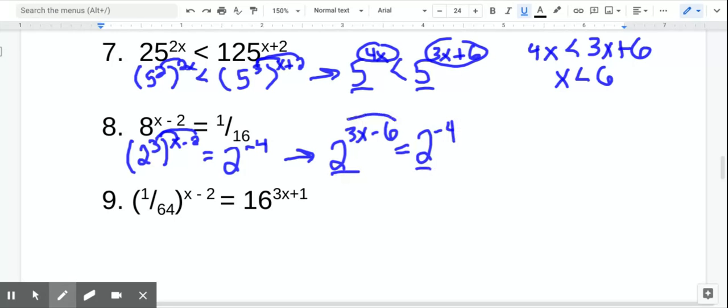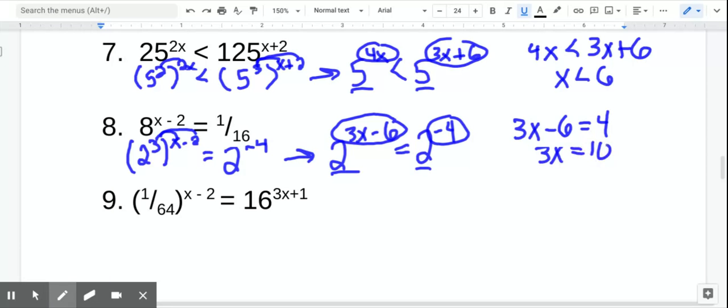Now that the bases are the same, we can use the one-to-one property to say that the exponents have to be the same. And then we'll just finish solving. Wait, that was a negative 4. I just did that wrong. Sorry. Okay, I'm going to add 6 to both sides and actually get 2. So x is 2/3.